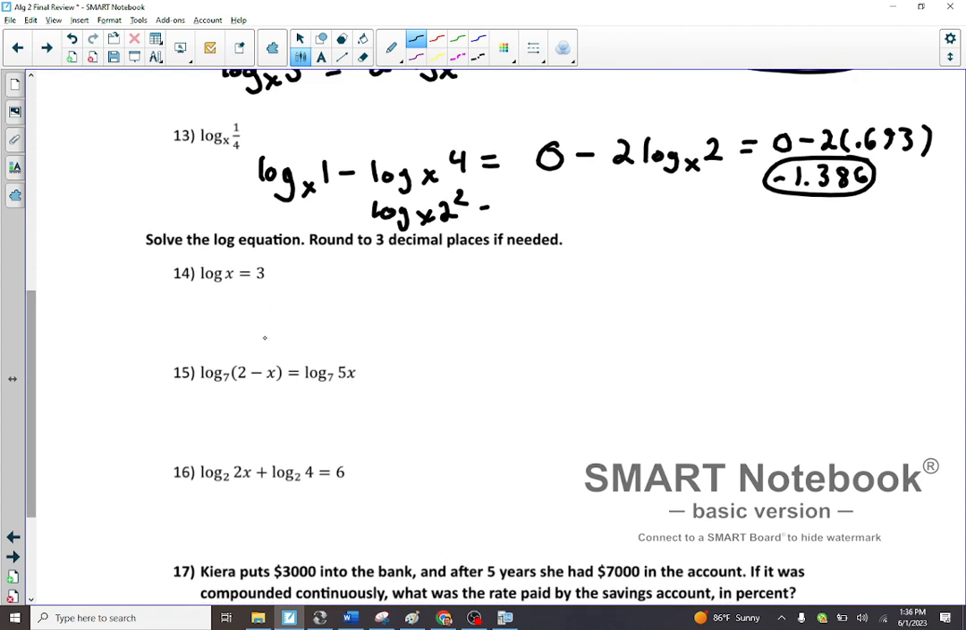Log x equals 3. So log x equals 3, I need to get x by itself. So instead, I have to use the base of an exponent. Remember, if you don't see a base of a log, it's base 10. Log x equals 3, x equals 10 to the third, or 1, 2, 3, 1,000.